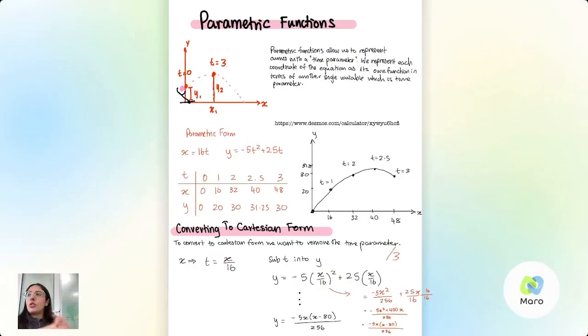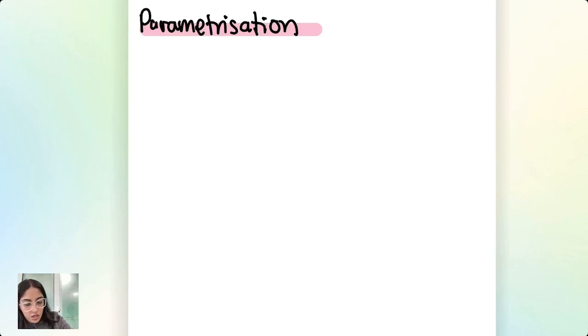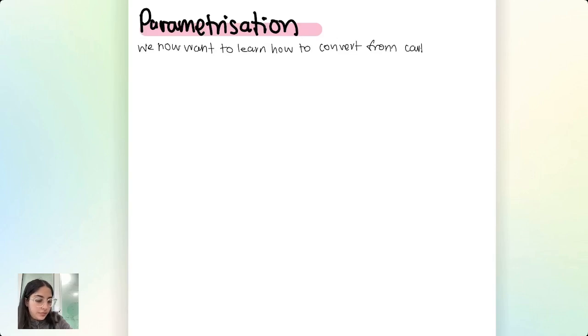Obviously, if we know how to do that, we want to do the opposite as well. We want to change a Cartesian equation back into a parametric equation. That is what we call parametrization. We're taking a Cartesian equation and we're parametrizing it, so we're adding a parameter to it. Okay? So let's learn how to do that. We now want to learn how to convert from Cartesian form back into parametric form.